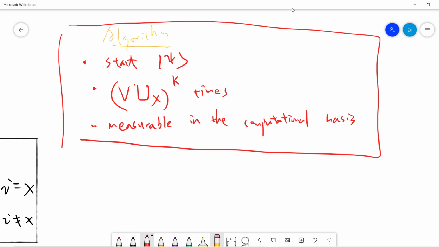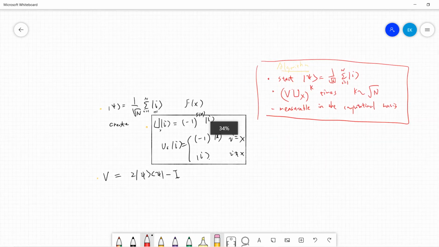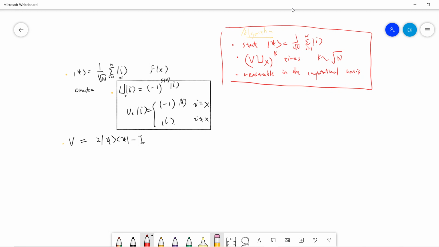So first we start with phi, so we already have our cute phi. And next we just apply V Ux k times, where k will approximate square root of n, and then measure in a computational basis. Okay, so before we do the analysis of the algorithm, let's create a small section, just do some simple calculations to make sure that we will not have trouble.